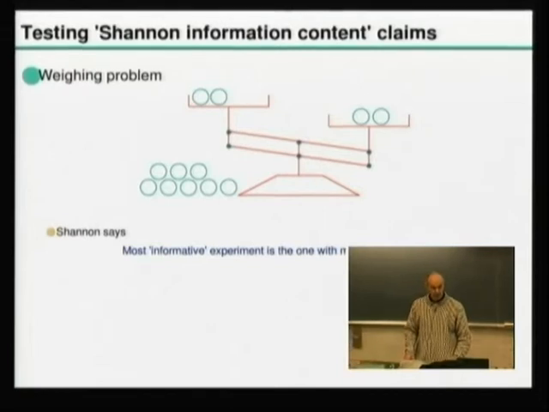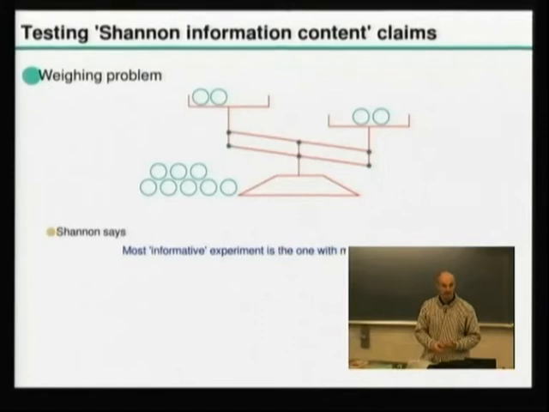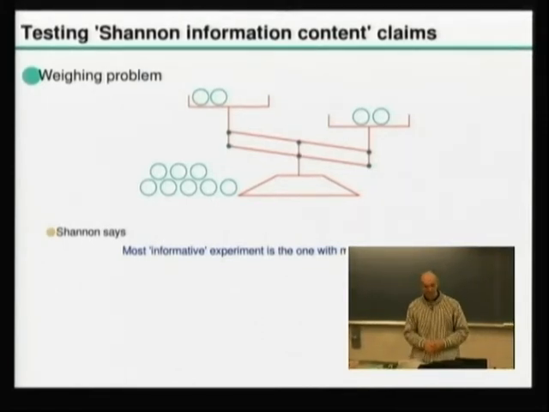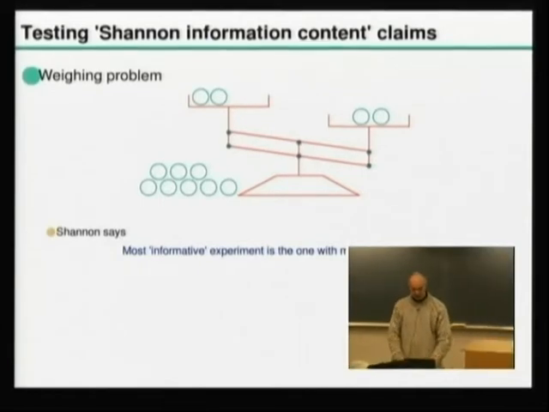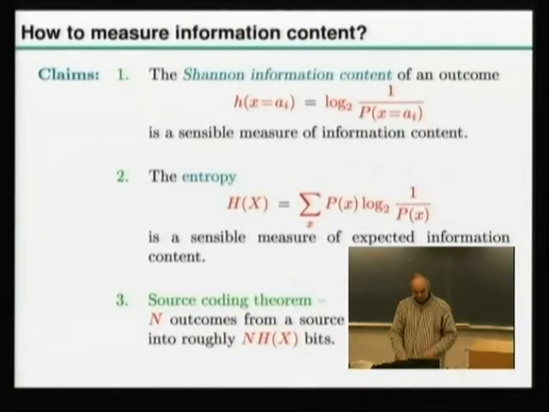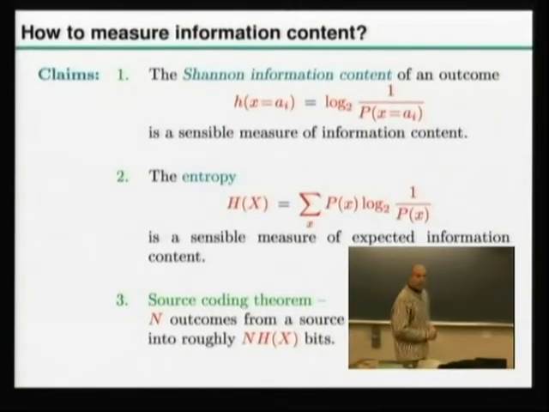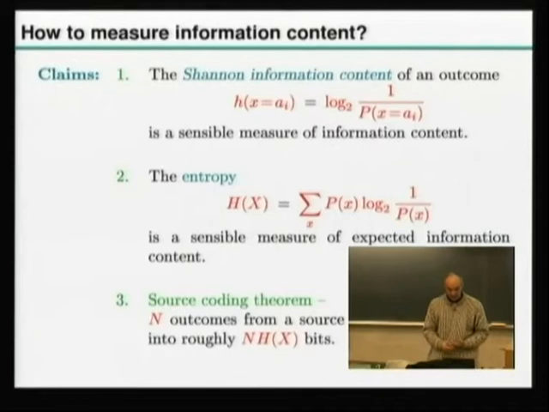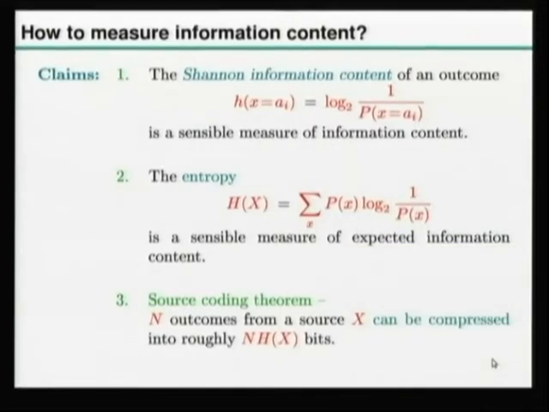If you don't choose the weighing at each step that has the maximum possible entropy, then you are going for a strategy that does not guarantee to get you done in three. So it's a good idea in that problem to think about entropy. The third claim we're going to discuss is the source coding theorem that says that if you get a big string of n outcomes from a source, then they can be compressed into roughly n times the entropy bits.